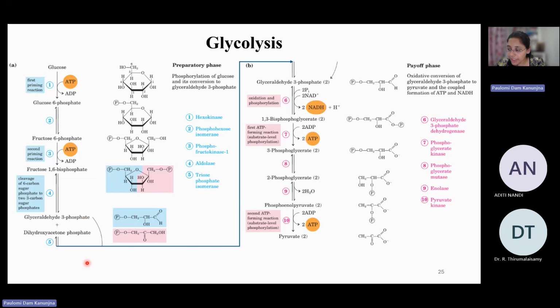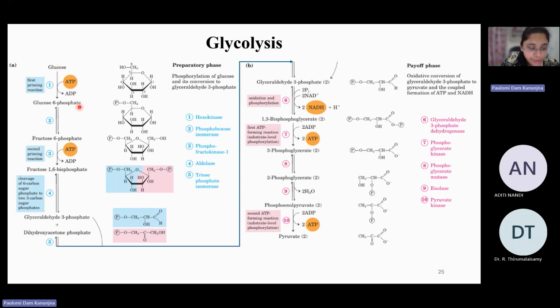So this is what we did, right? I will show you the answer to that previous question, as in when we look into the enzymes here. This is a snapshot, or the overview of what we discussed so far. We've discussed the preparatory phase, 5 steps here. We have discussed the payoff phase, 5 steps here.